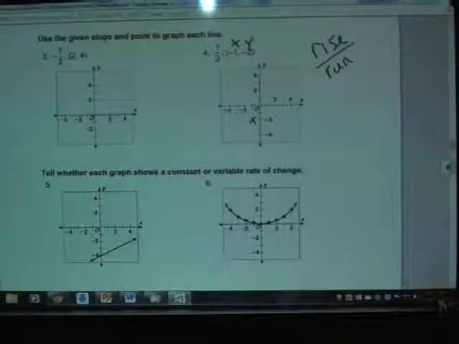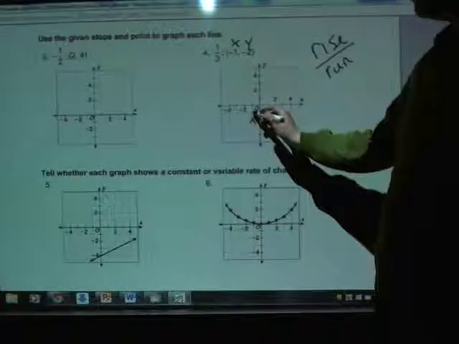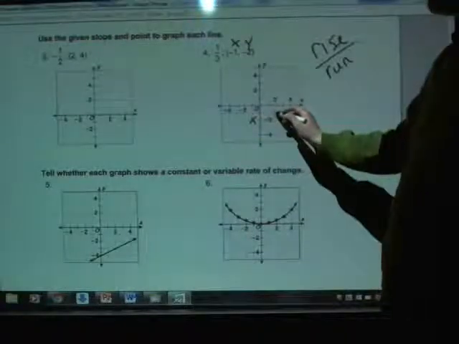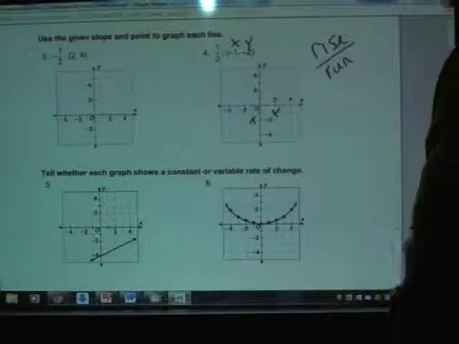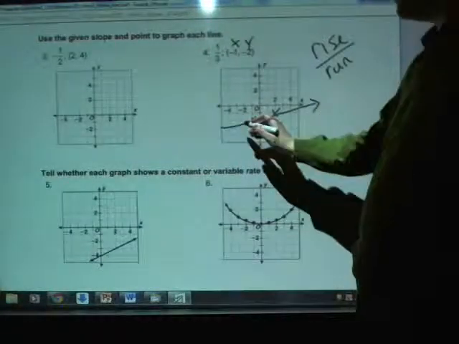So in this question, the top number is 1, which means I'm going to rise 1. The bottom number is 3. That means I'm going to run 3, or go to the right 3. So from this point, I'm going to go up 1 and 1, 2, 3 over. Where I land is my second point. I connect my points, and there's the graph of my line.